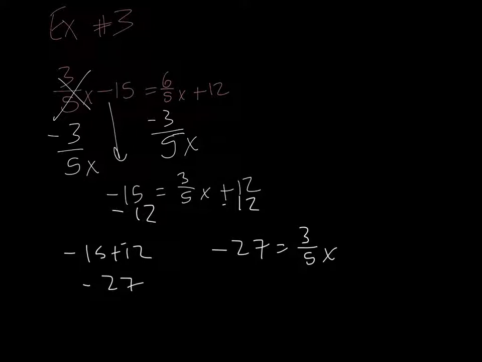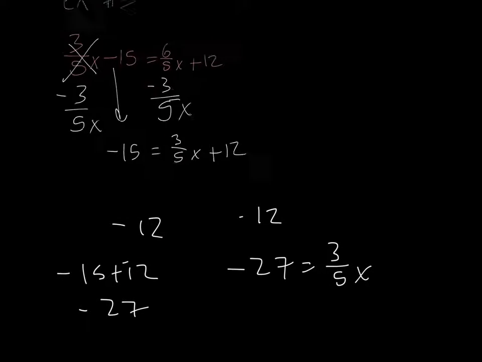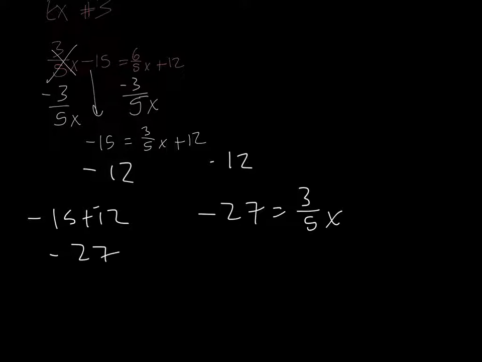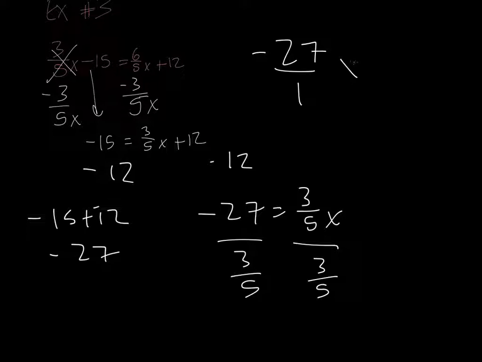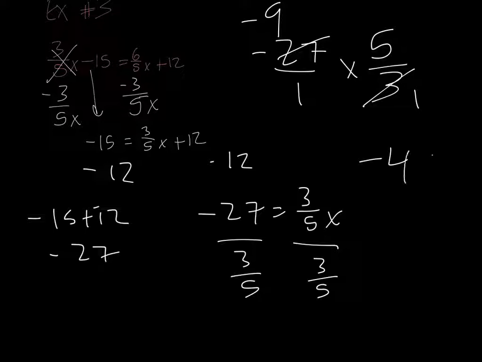And from here, I simply have to divide now, just like we had done before. Divide by 3/5 on both sides to find out what x is equal to. So now I need to do negative 27 over 1 times 5/3, which is the same thing as dividing by 3/5. Cross simplify, and I can divide by 3, and I'm left with 1. Divide by 3, and I'm left with negative 9. So now my answer is negative 45 over 1.